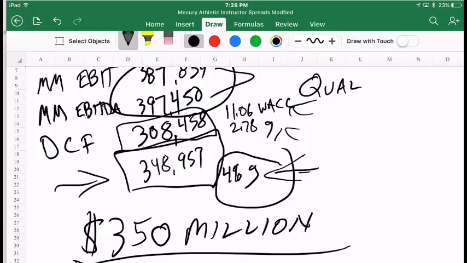So again, our final valuation for Mercury Athletic, based on a market value of invested capital, also known as enterprise value, is $350 million in this analyst opinion.